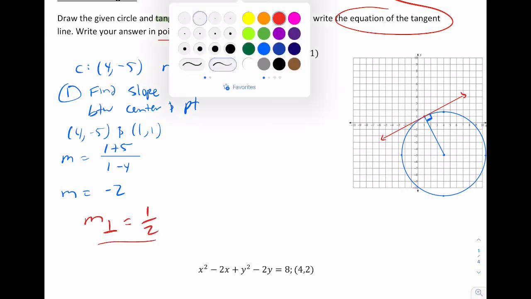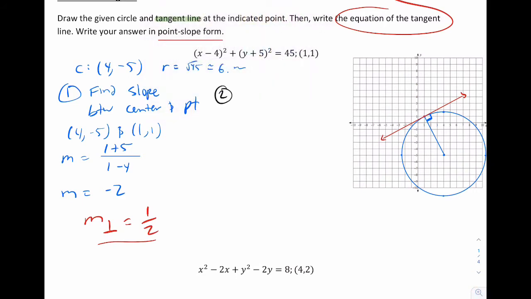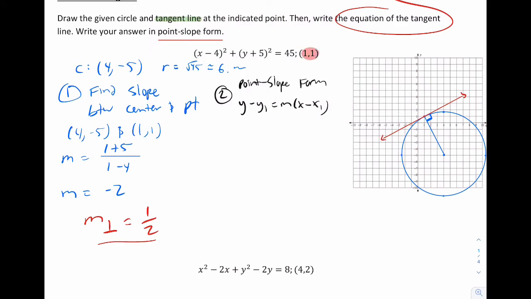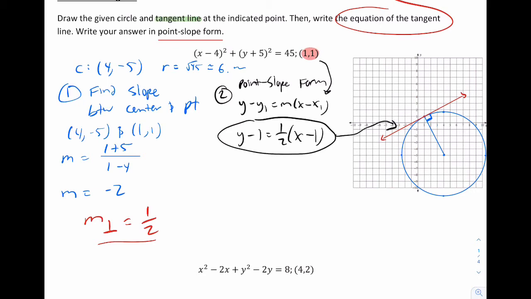So there's step 1. And step 2 is the easy part. Just find the equation of the line. And we're going to use point slope form. That's going to be the easiest way to do it. The point slope form, we should know that. It's y minus y1 equals m times x minus x1. Plug it in, and it's important to use the given point. We want it to go through this point, so we're plugging in that point here. y minus 1 equals 1/2 times x minus 1. And that is the equation of that red line right there.